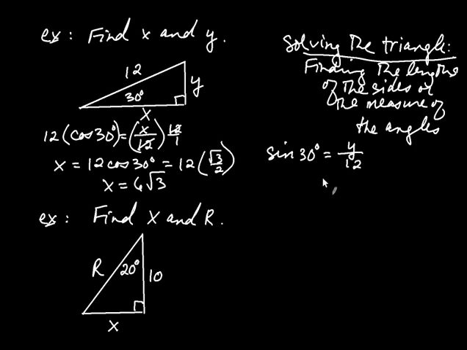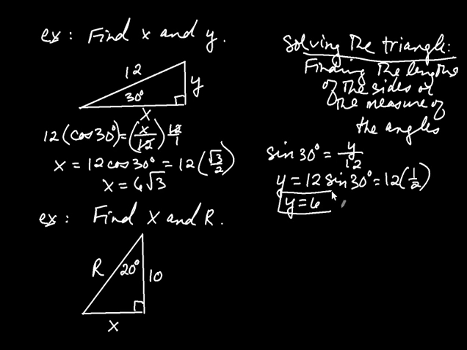So multiply both sides by 12, and similarly, you get y is equal to 12 times sine of 30. And sine of 30, well, that's equal to 1/2. So it's 12 times 1/2. So y would be equal to 6. So there's the other part of my answer, right? So y is 6, and x is 6 times root 3. Okay, so these problems, it's all about thinking about the trig functions and the information that you're given.